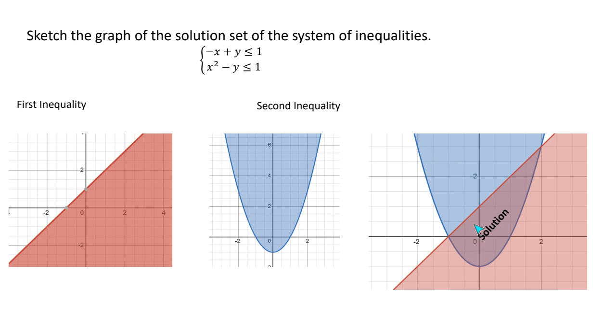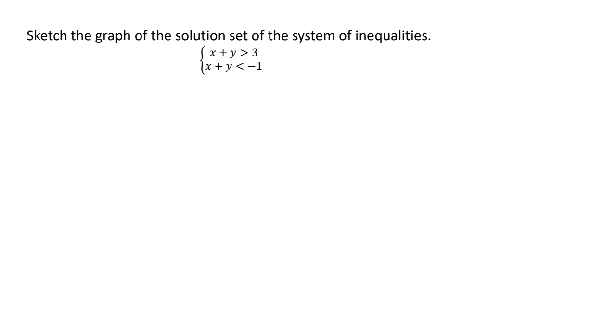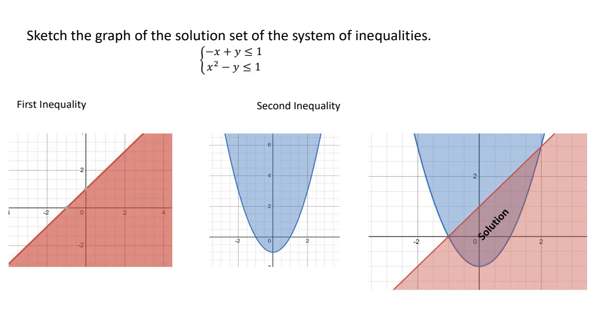So anything in the blue area, that's the solution for the parabola. And anything in the pink area is the solution for the line. And the solution for the whole system is this darker area. And like what I tell my students is, if you're taking a test, just make sure you really identify what the solution is, either by highlighting it or writing the word solution.